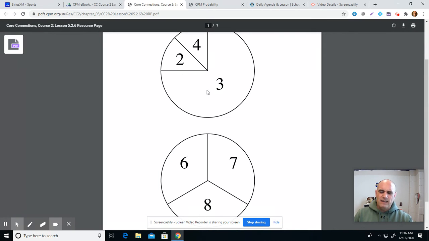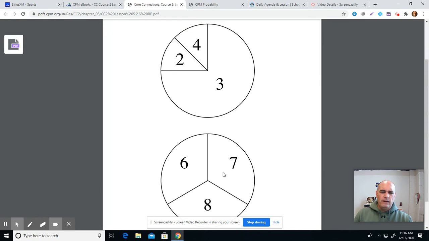So if I look at this, definitely the difference is that 3 takes up the majority of this. So on this spinner, we're probably going to get 3 a whole lot, which I felt like we did. And this one was even. Now it says, do you think that we made the right prediction? Well, you guys did because you won every time.